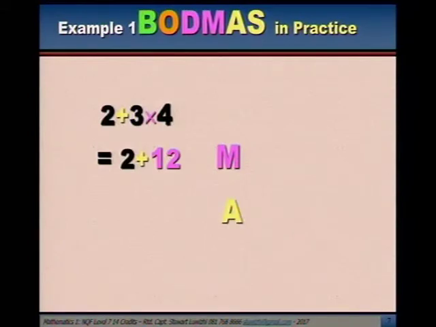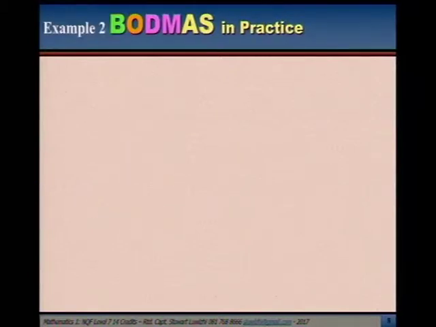Then, having done that, we can now go to addition, because addition is at the far end. It comes after multiplication, and our answer becomes 14. 2 plus 12 equals 14. Well, another example. Let's say you are given 2 plus 3 multiplied by 4 divided by 2. Which one comes first? I know you have guessed it correctly.